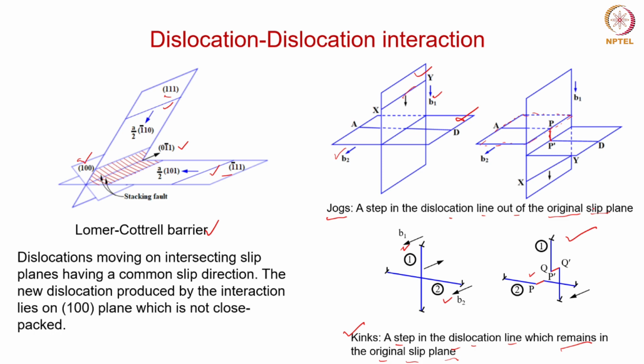So here the step that I am talking about is P prime on dislocation 2 and Q prime on dislocation 1, and both of these are lying on the original slip plane, as you could see from here, okay. So this kind of steps will be known as kinks.